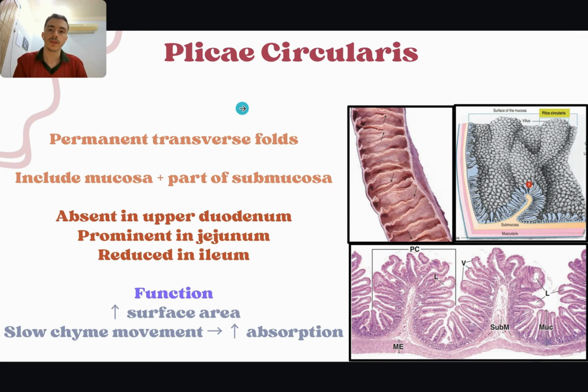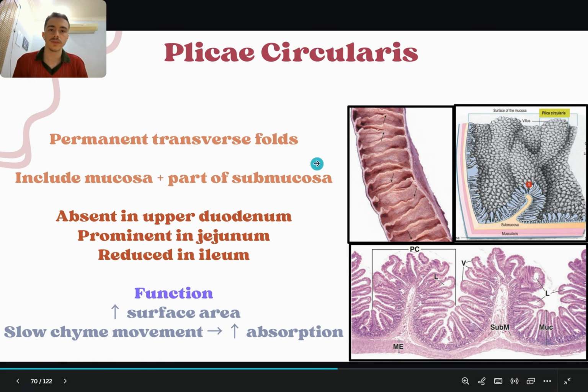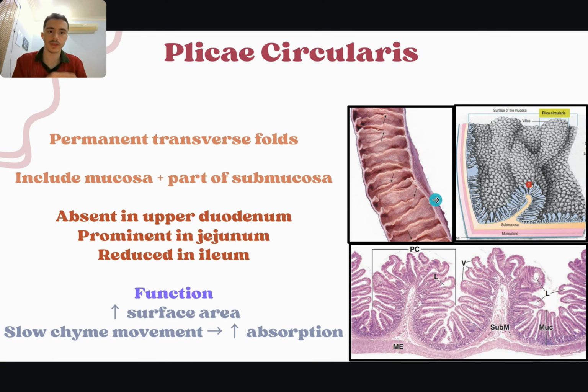تمام. Plicae circulares. They are like folds, as you can see here, that you find in the small intestine. They are permanent transverse folds. They include mucosa and part of the submucosa. So mucosa and submucosa are folding together, shaping these folds, absent in the upper duodenum, prominent in the jejunum, and reduced in the ileum. So most of them are in the jejunum, in the middle. In the end, they are a little bit in the ileum, and absent in the upper duodenum.